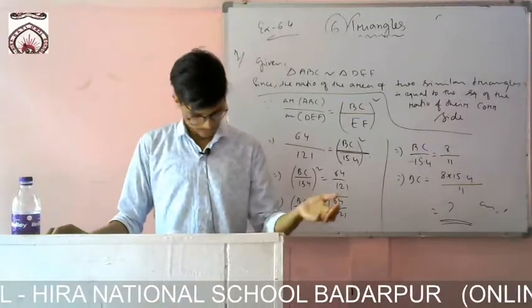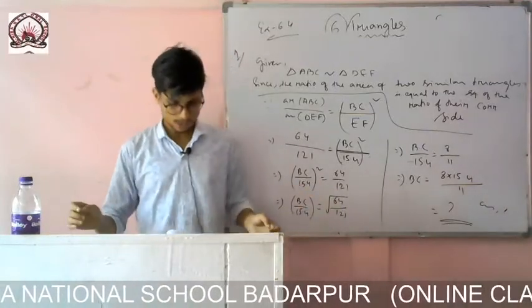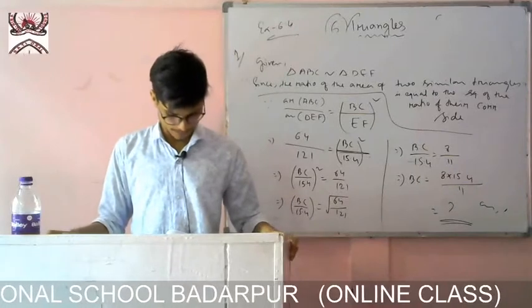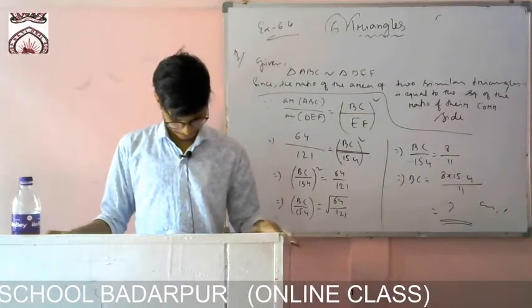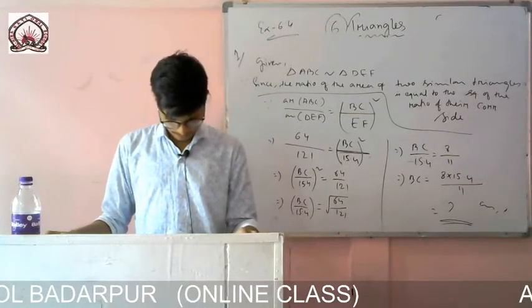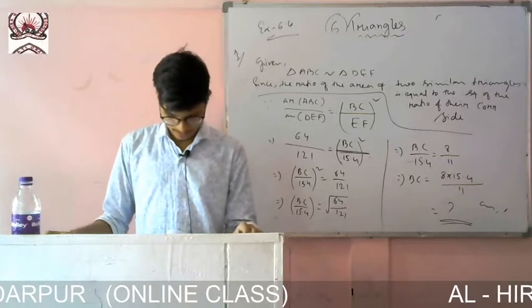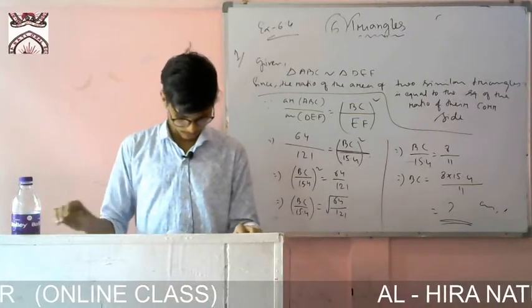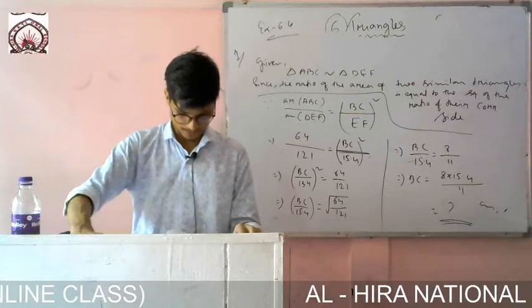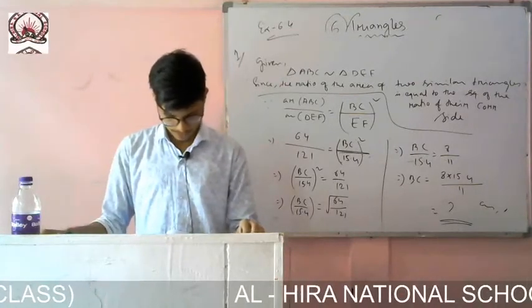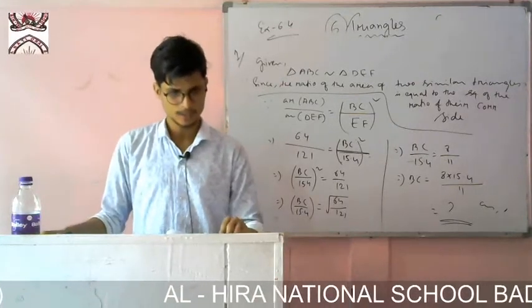So now you see question number 2. The diagonals of a trapezium ABCD with AB parallel to DC intersect each other at point O. If AB equals twice CD, find the ratio of the areas of the triangle AOB and triangle COD.